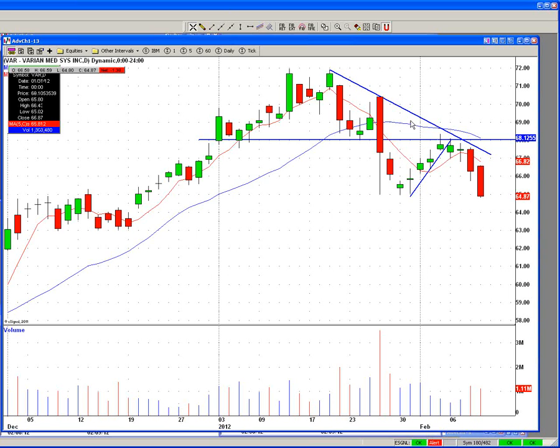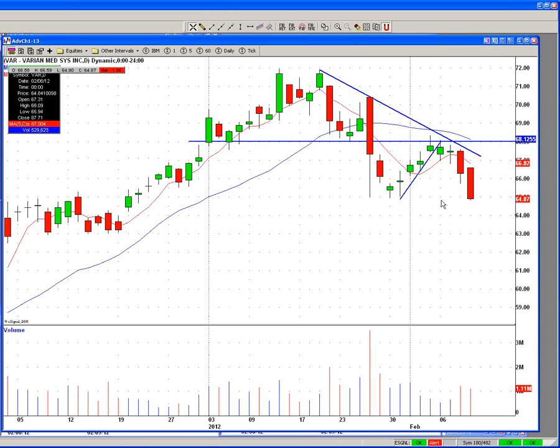And you can see here in Varian, price actually started rolling over. There was some hesitation, but then once it got below the 5-period moving average, it really started to accelerate here. And this is an interesting stock because the market itself has been trending higher over the last 5 days, and this one actually is pretty weak.